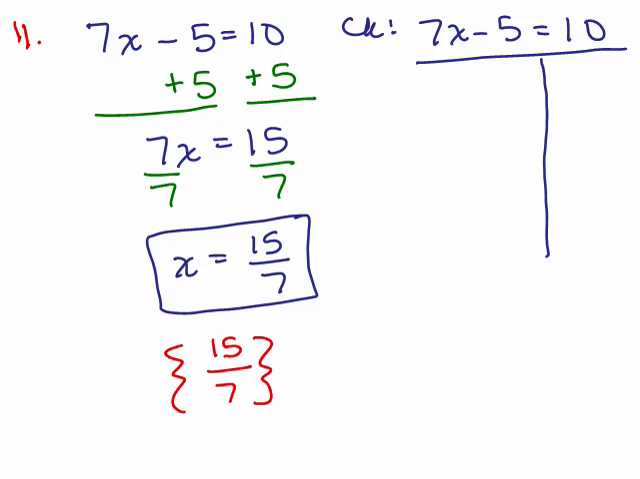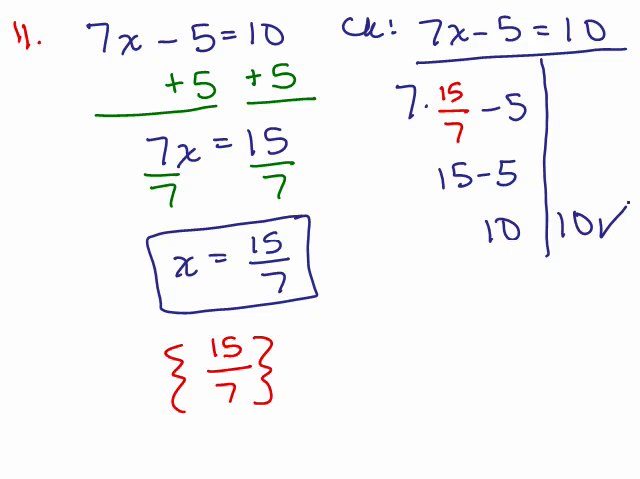Now let's check it. If we go over here and plug in 15/7 for x, I have 15 minus 5. See, look at how nice. The 7's cancel. Just have 15. Minus 5 is 10. The check's pretty easy. Even though the answer was a fraction, it wasn't so bad to check.